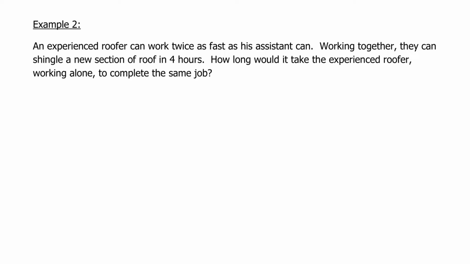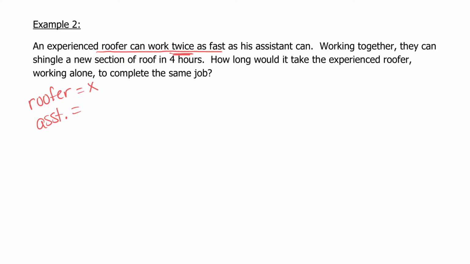Okay, example 2. It says, an experienced roofer can work twice as fast as his assistant can. Working together, they can shingle a new section of roof in 4 hours. How long would it take the experienced roofer working alone to complete the same job? So let's first write something down for what this says. If I call the amount of time that the roofer can get the work done x, his assistant is slower, okay?